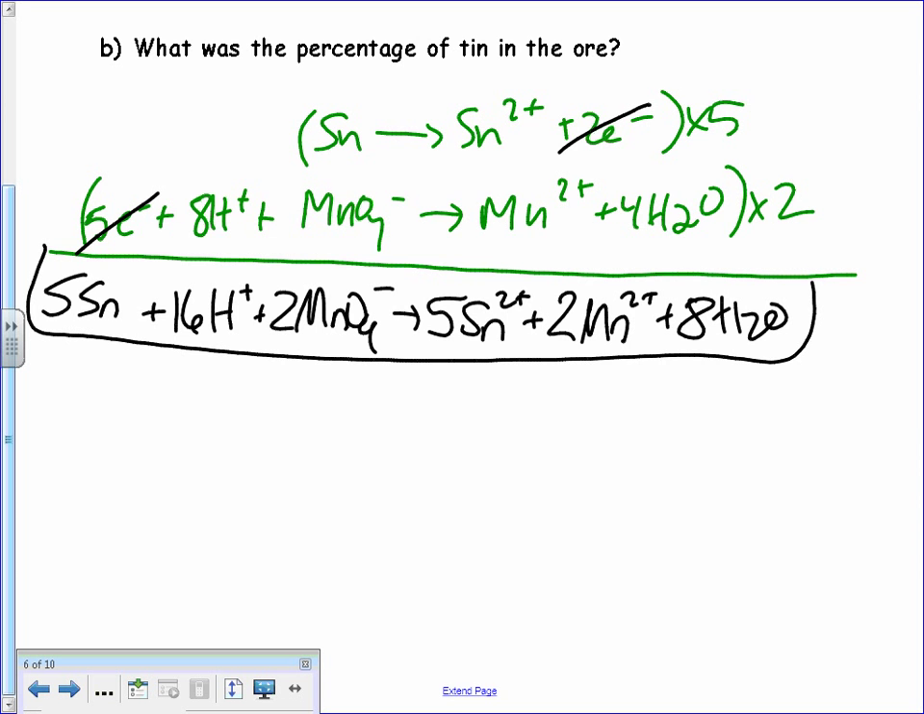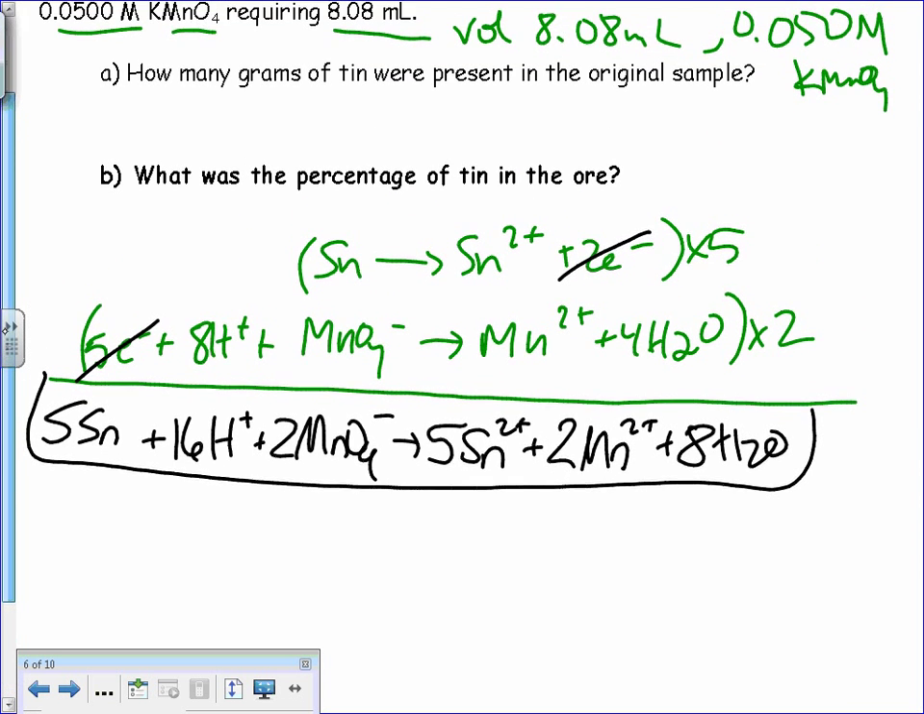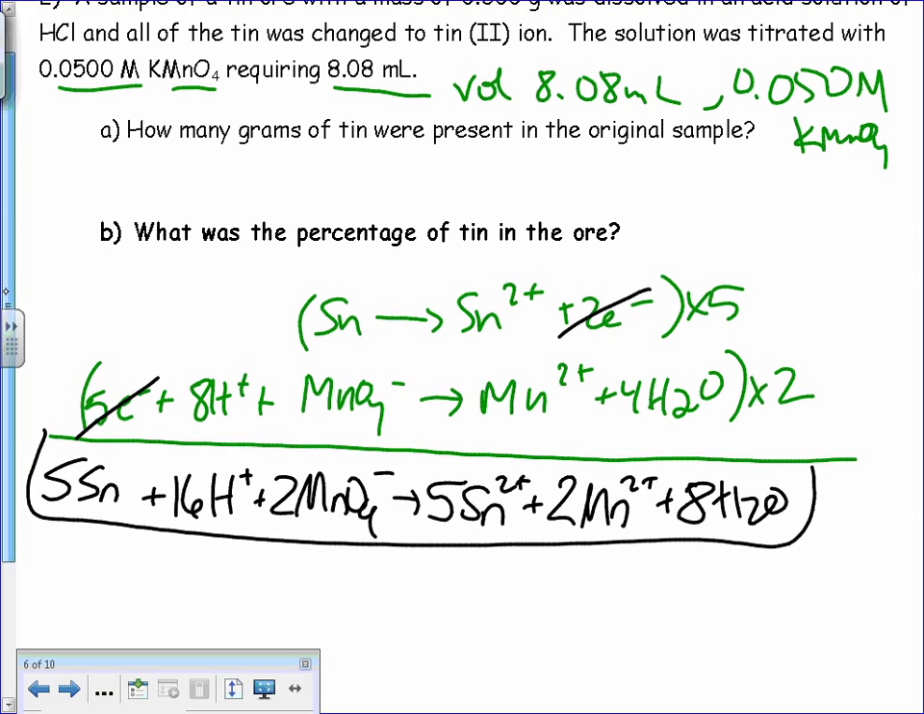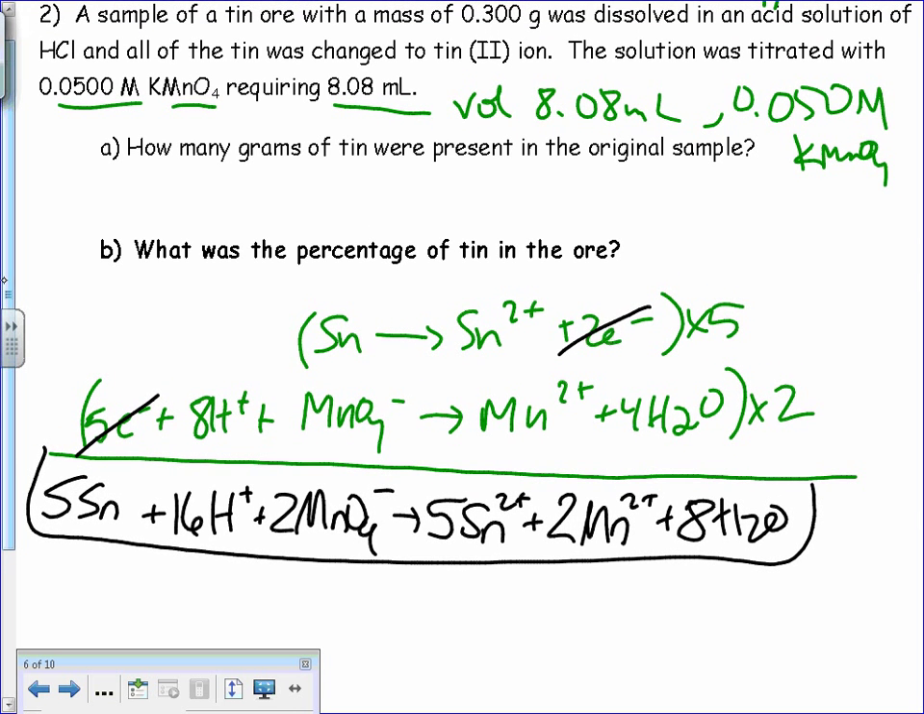Haven't even read the question. How many grams of tin were present in the original sample? So before we move there, tell me what's something we need to get in order to find that. Before we get to grams of tin, what unit have we probably already gotten to? Moles of tin, right? We can never go straight to grams. We always have to go through moles to get to grams.